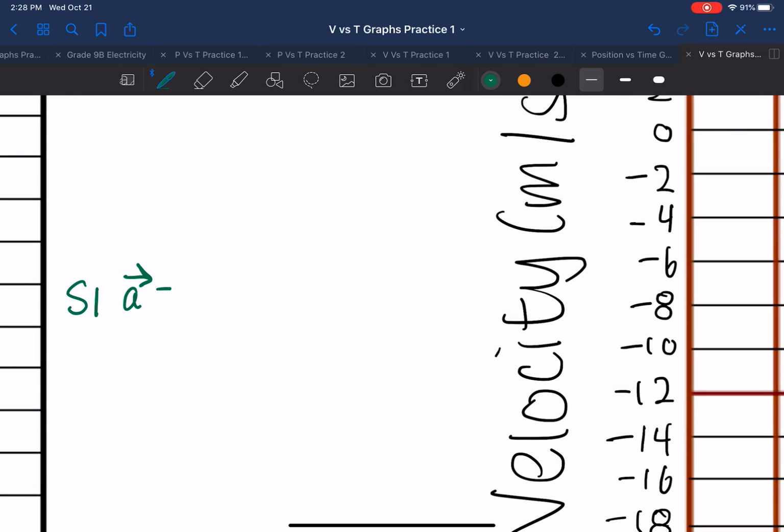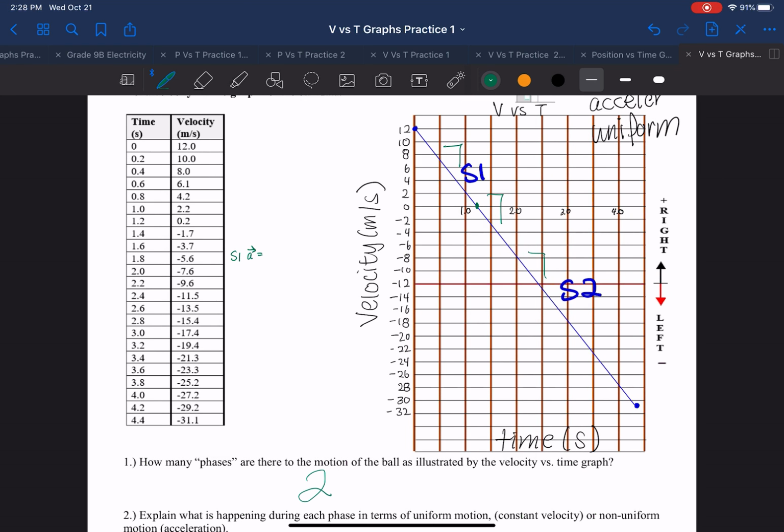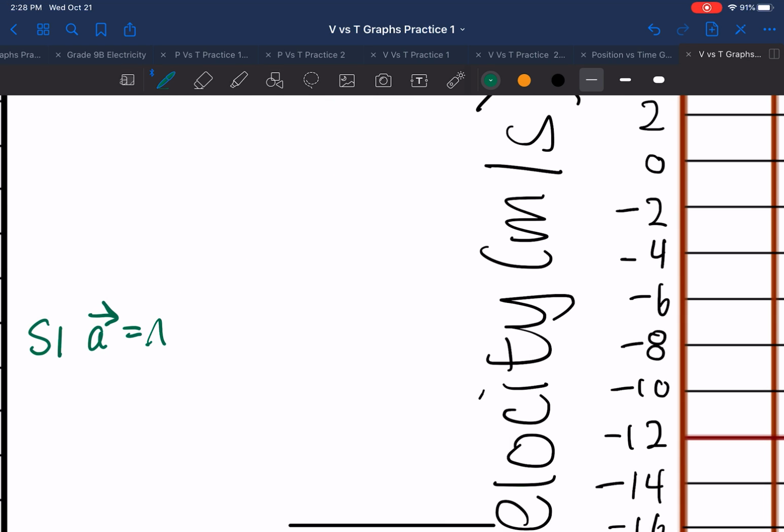A with the arrow on top just saying that it's a vector quantity. Acceleration is a vector. It has both magnitude and direction. And that slope formula for acceleration is rise over run. Our rise being velocity, because rise is y over run, which is x. Okay, so velocity over time. So change in velocity over that change in time. Vf minus Vi over tf minus ti.